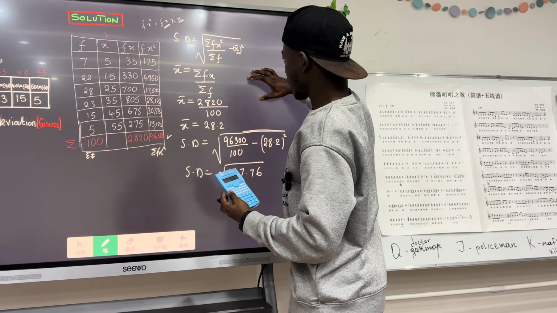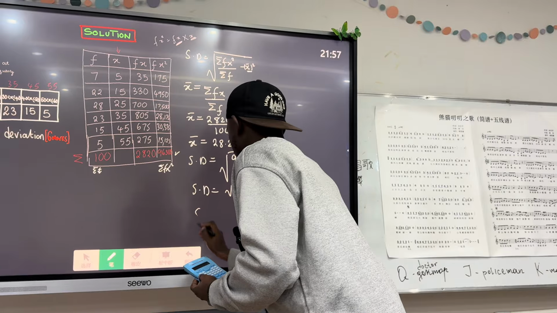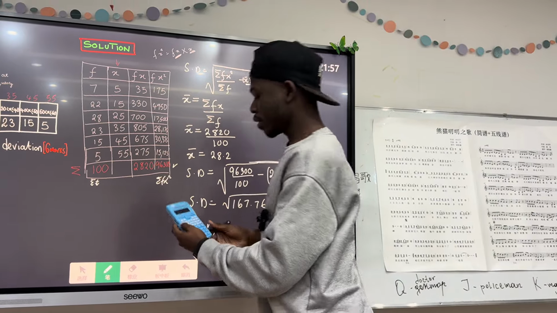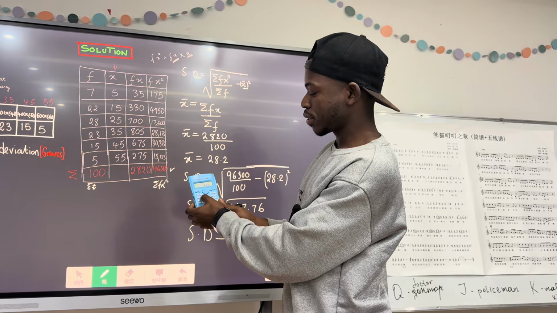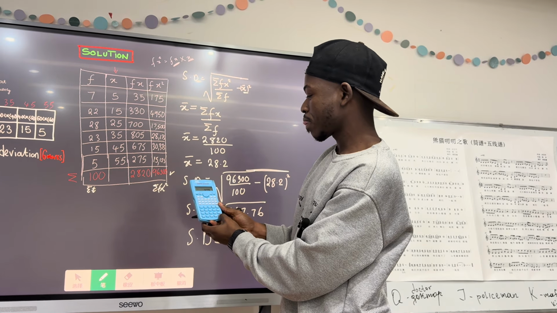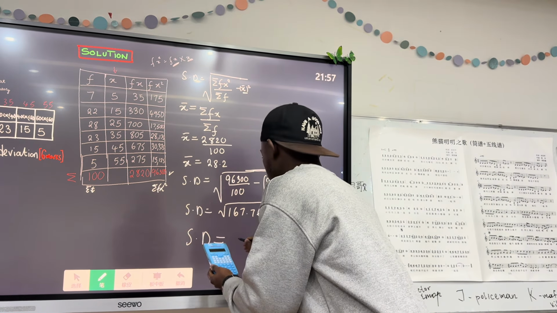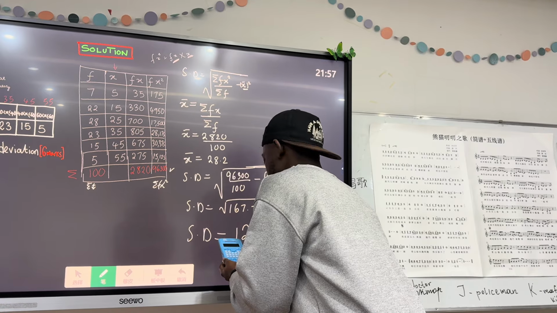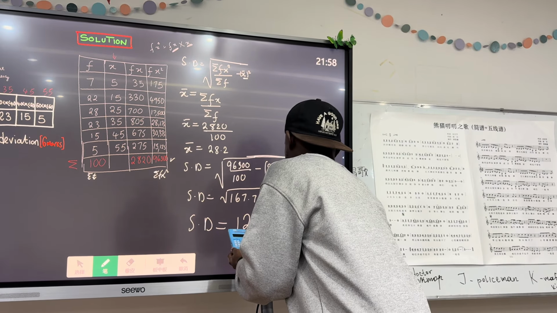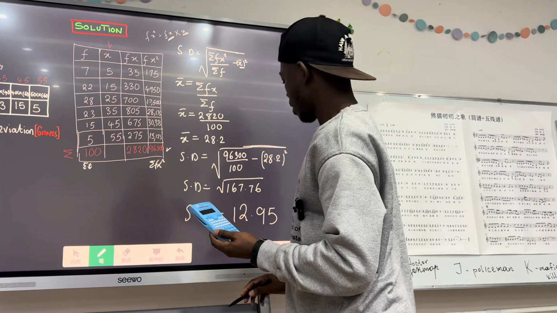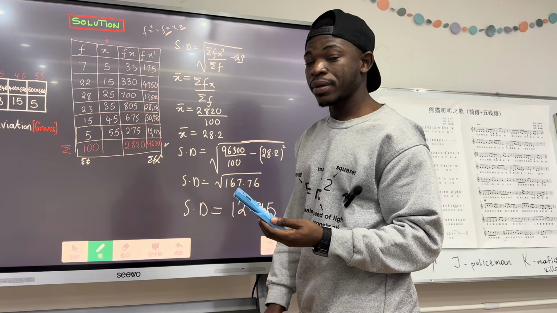So you use your calculator here and say standard deviation. You don't erase, you just press square root there and say answer. So it's giving me 12.95. Okay, so this is the standard deviation that I'm getting.